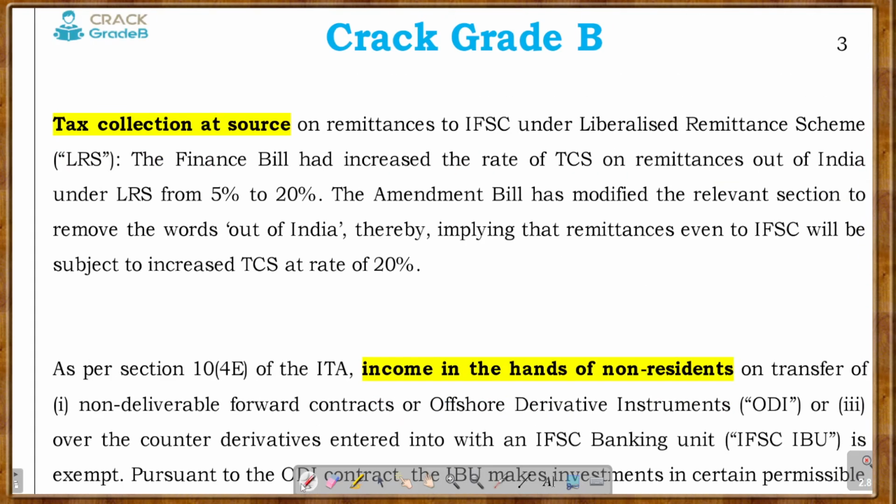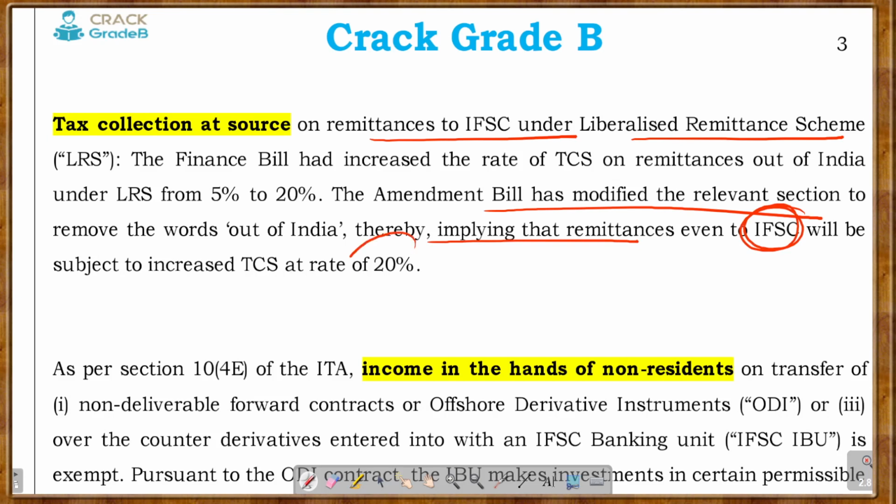Next is the tax collection at source. On remittance to IFSC under the liberalized remittance scheme, the Finance Bill has increased the rate of TCS on remittances outside India under the LRS from 5% to 20%. Now the amendment bill has modified the relevant section and thereby implied that the remittances even to IFSC will also be subjected to the increased TCS of 20%.